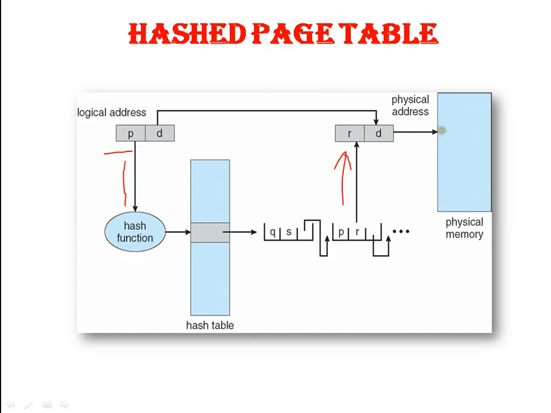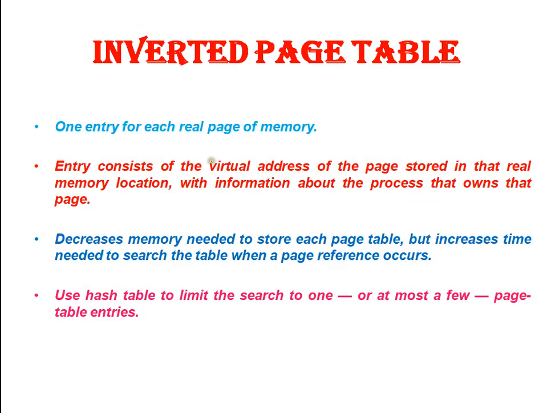If it is found, then you can access the physical memory. Next, inverted page table, the last structure of your page table. In this, there is one entry for each real page of memory, and each entry consists of the virtual address of the page stored in that real memory location, with information about the process that owns that page.